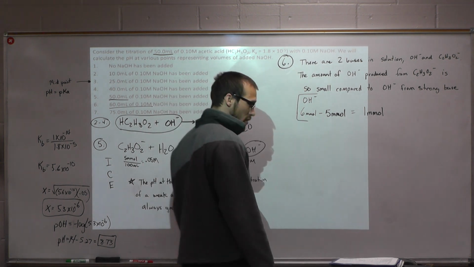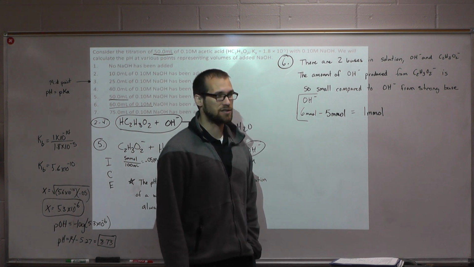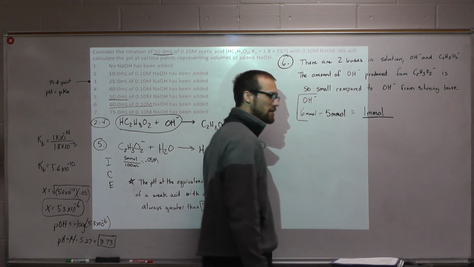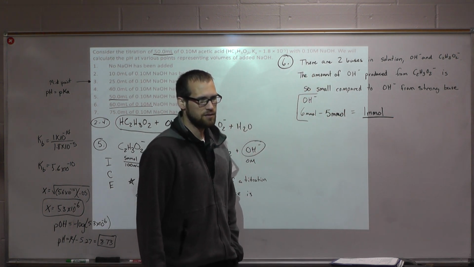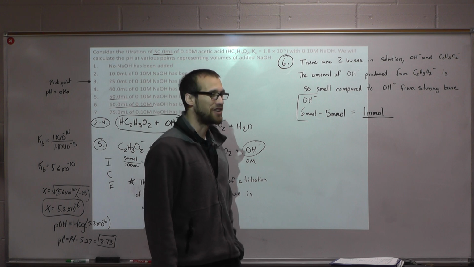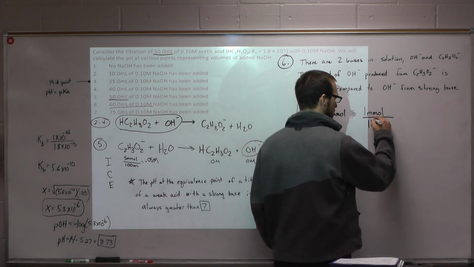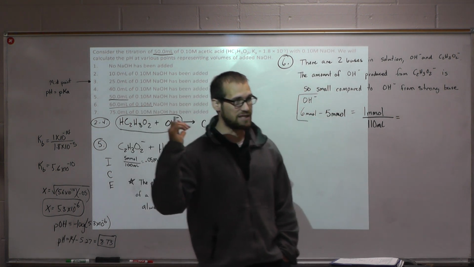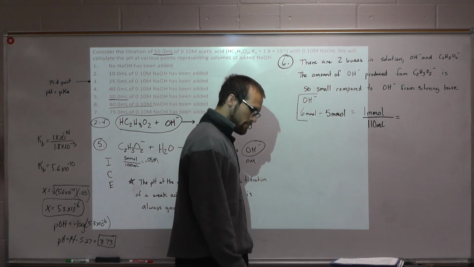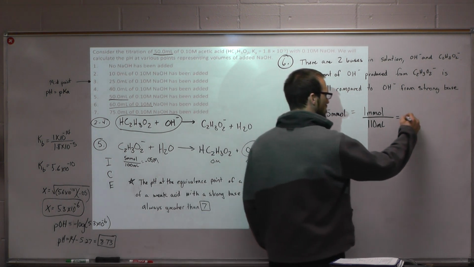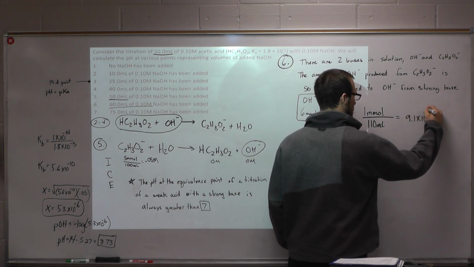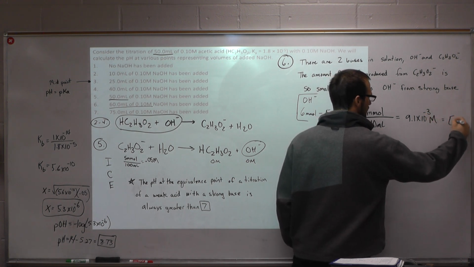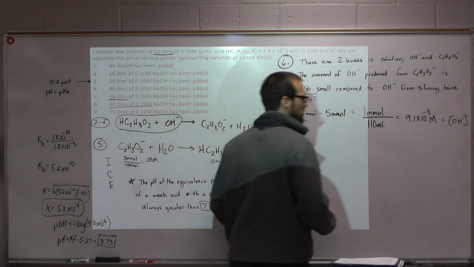Well, in order to find the pH, I need to know the concentration. So just like earlier, divide by 110. Why 110? You guys added an additional 10 more to what we just did. That'll give you 9.1 times 10 to the negative third as my molarity of my OH minus.